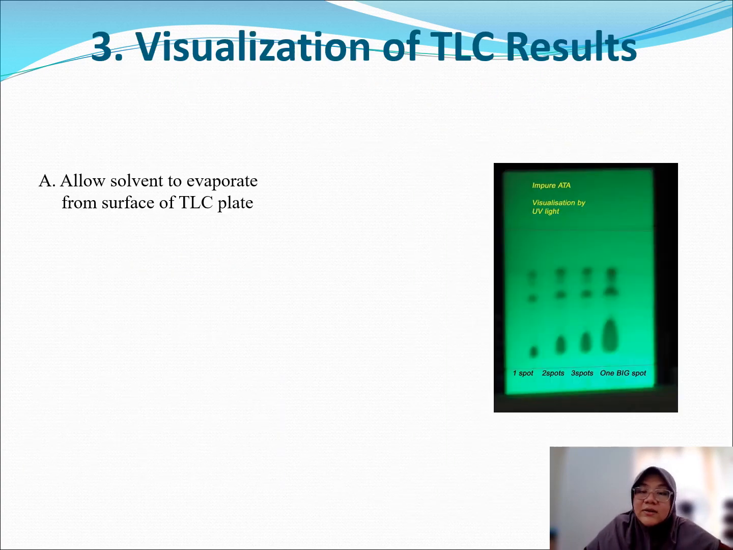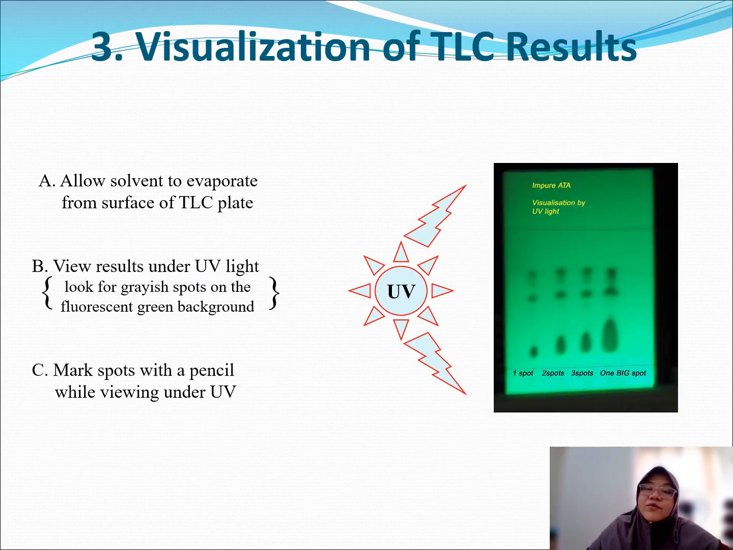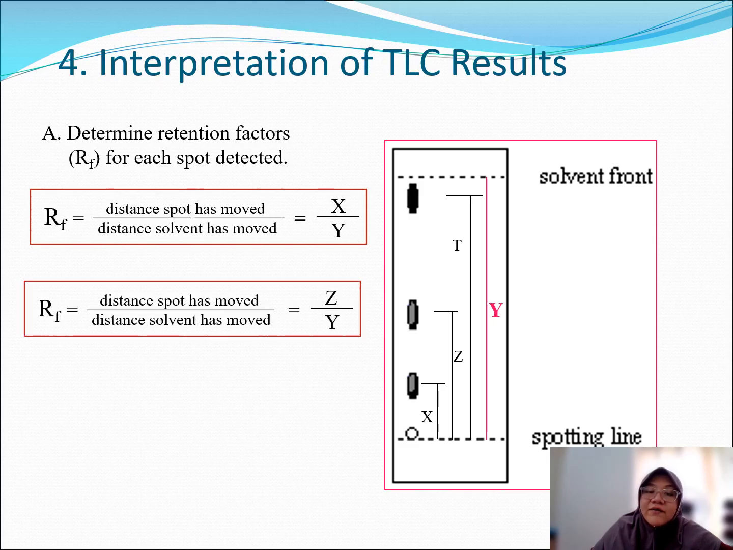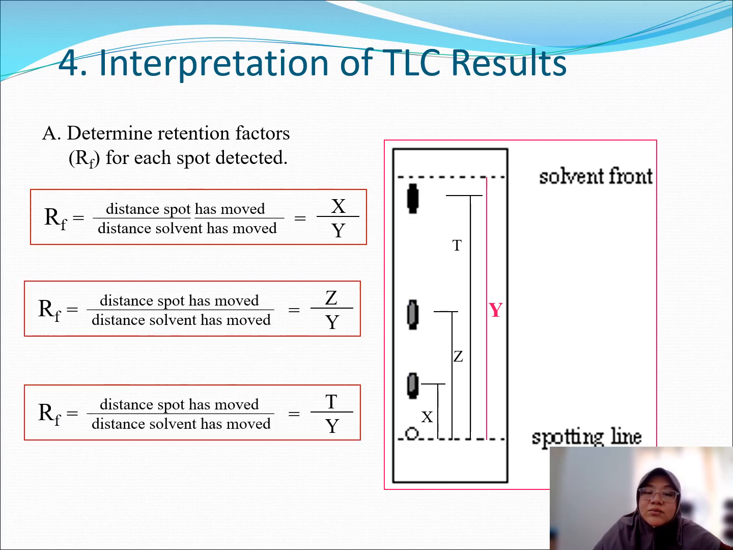Okay, after that you have to view your TLC plate under UV light to identify the spot or the movement of your samples. So interpretation of the TLC result using the RF formula: distance spot has moved divided by distance solvent has moved, macam lab paper chromatography punya teknik of measuring the retention factor.